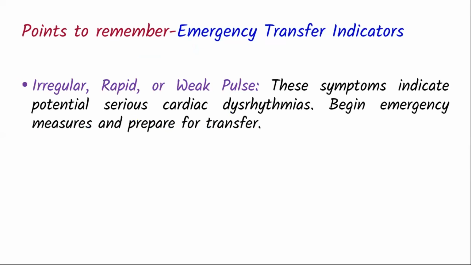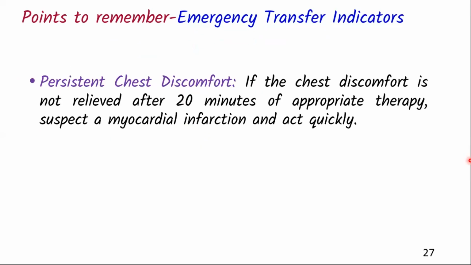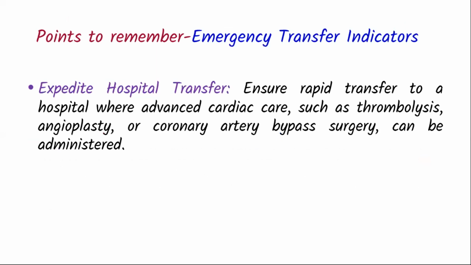Emergency transfer indicators are irregular, rapid or weak pulse, blood pressure below baseline, and chest discomfort unrelieved after 20 minutes of therapy. Administer aspirin 325 milligrams chewed and morphine 4 to 6 milligrams if needed. Make arrangements for immediate hospital transfer for advanced treatments like thrombolysis, angioplasty, or bypass surgery.